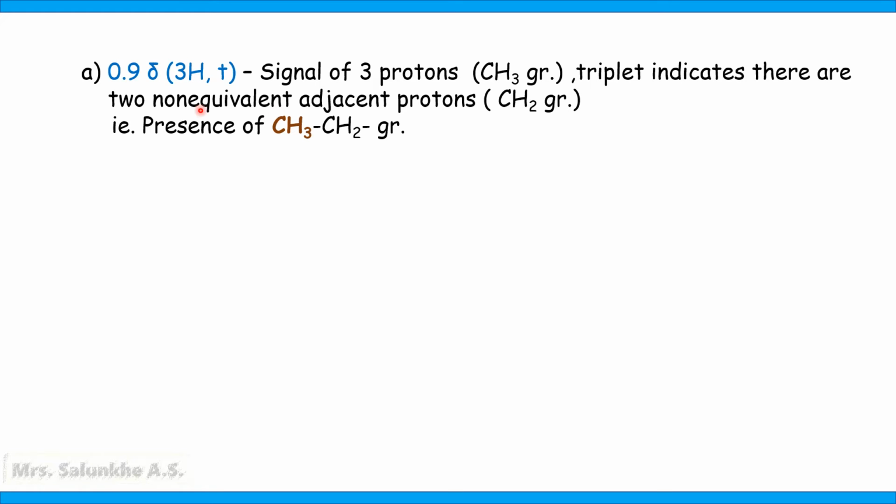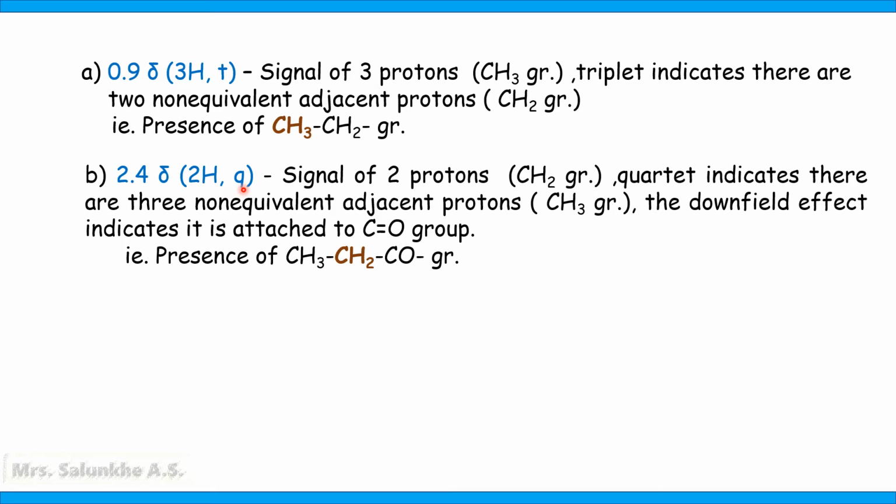The first signal, 0.9 delta 3H triplet. This is the signal of 3 protons, that is a methyl group, and the triplet indicates that there are 2 non-equivalent adjacent protons, that is, there is a methylene group adjacent to the methyl group. Therefore, such a skeleton is present in the molecule: CH3CH2. That CH3 group gives a triplet in the spectra.